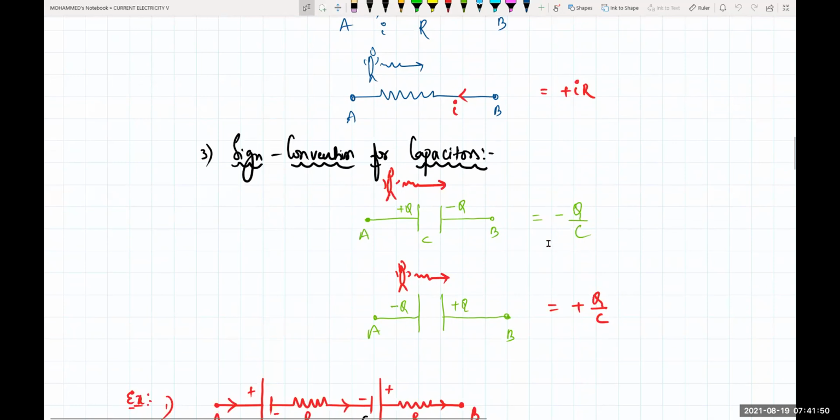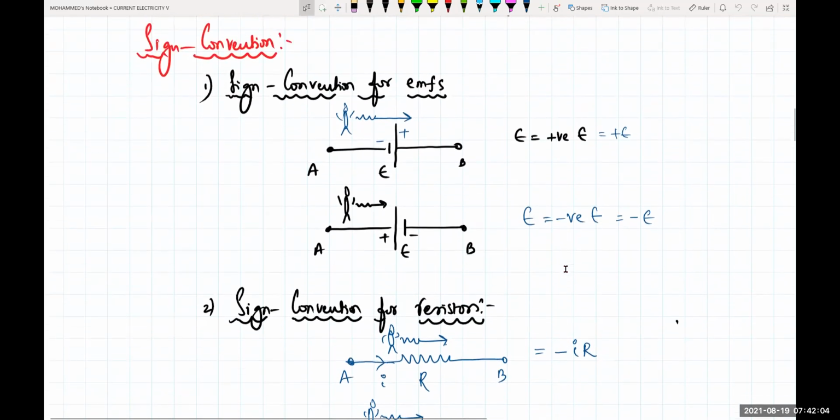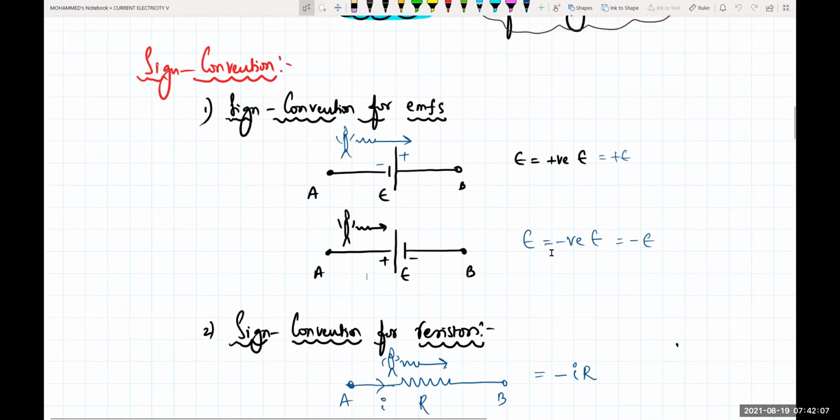Again, same. When the capacitor is going from negative to positive, I'm going from A to B. Where am I ending, beta? When I'm at point B, I see the positive charge. So the potential will be equal to Q by C. The ratio Q by C is known as the potential. Just remember the sign convention. I hope you got an idea now. If the cell is coming in a closed circuit, wherever I'm ending, that will be my sign convention.